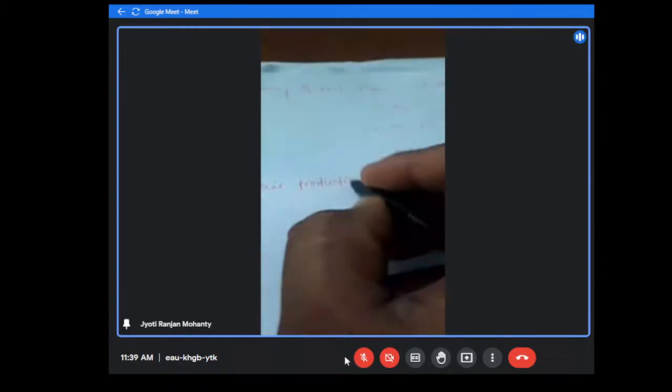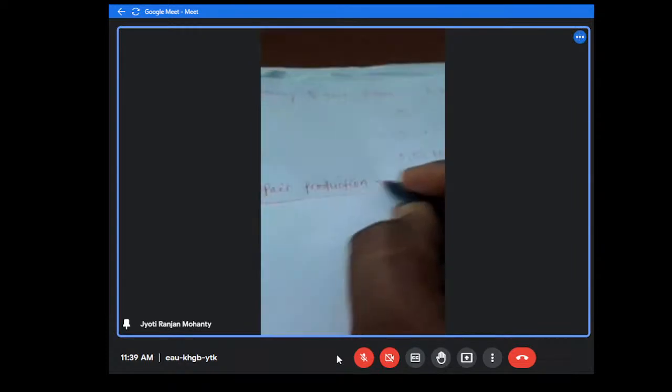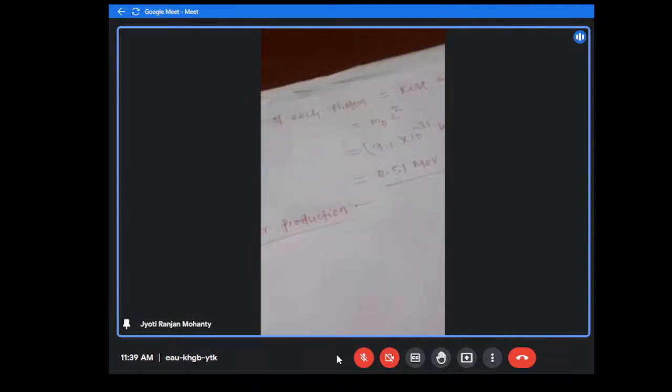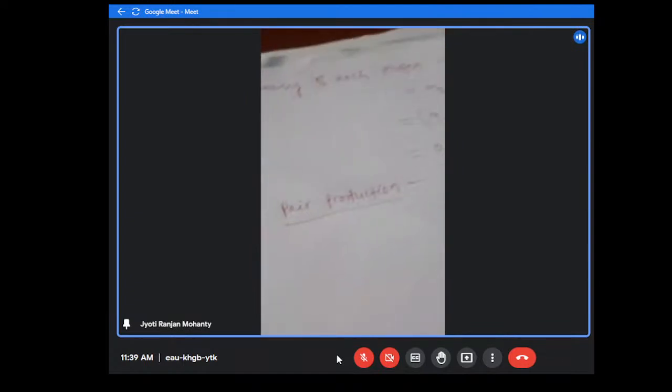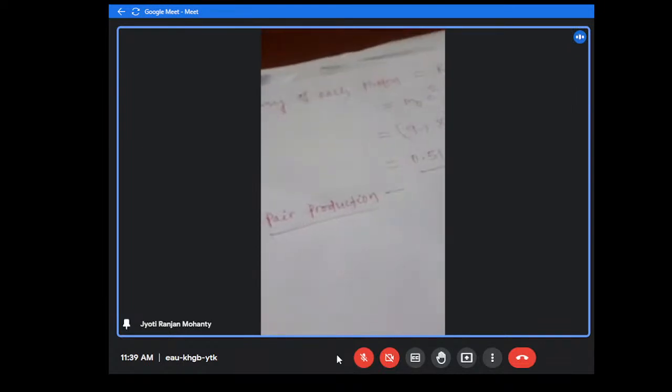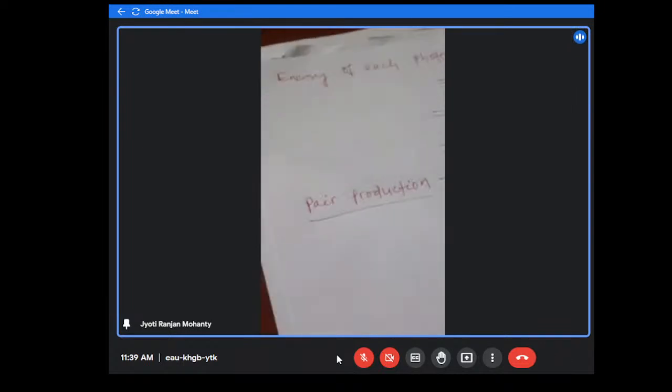Next, write pair production. Many more things are there, but we are discussing as per your syllabus. So that was pair annihilation, and this is pair production, just the opposite. The opposite of pair annihilation is known as pair production.